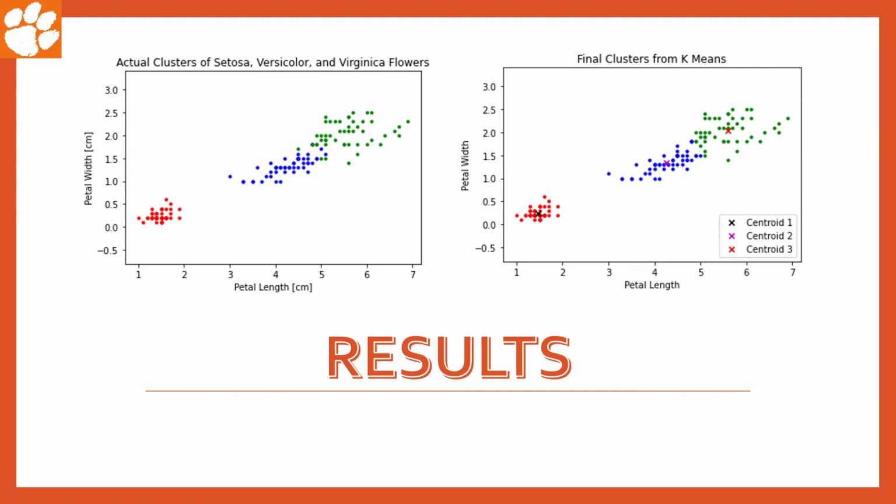Here we can see a plot of the actual iris data and the k-means clusters. It is clear to see that the k-means algorithm can almost perfectly match the actual data.